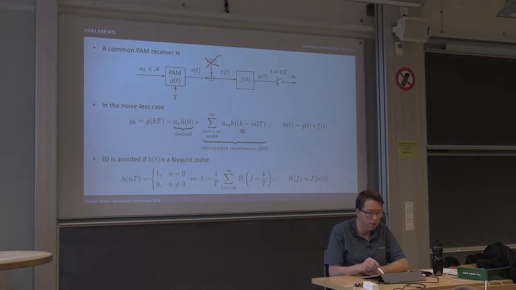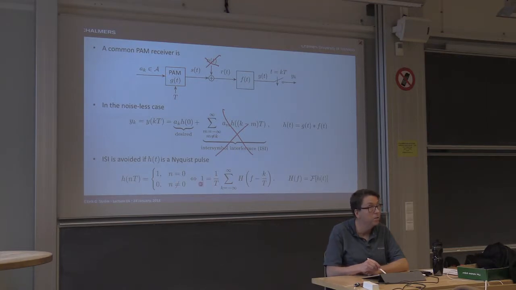And then we get a sum of many other terms of similar nature: amplitudes, symbols, multiplied with samples of a function. And this function h is the convolution of the transmit pulse and receive pulse. And what we would like to do is to make sure that in the noiseless case, we would like this to disappear. Okay, that would be good. One way to do that is to make sure that all the samples here are 0. So let's impose that condition. This is the time domain condition on intersymbol interference-free transmission.